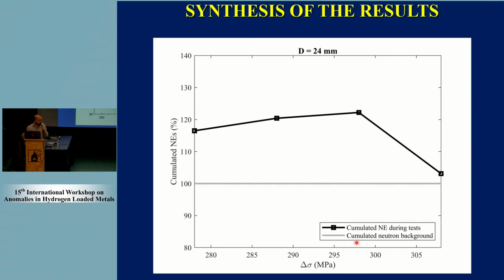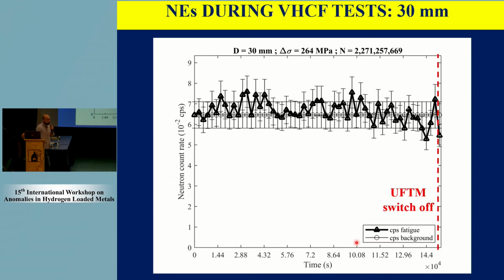Again, the influence of the stress range in the neutron emission activity was found. In this case, for the highest stress range, it was found the lowest value in the neutron emission activity. And probably more investigations are needed, more samples to test are needed. Finally, we have the results obtained for the largest specimen, 30 millimeters in diameter.